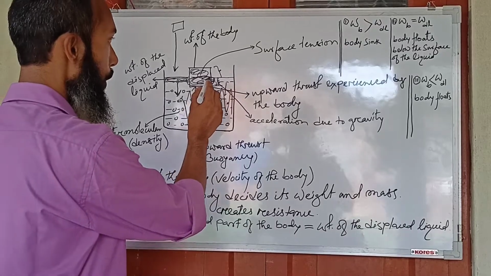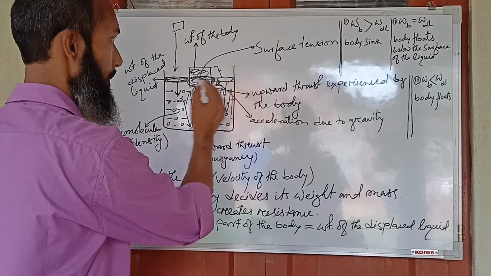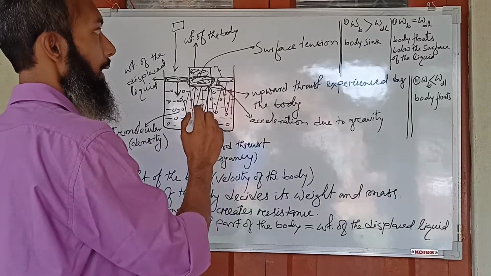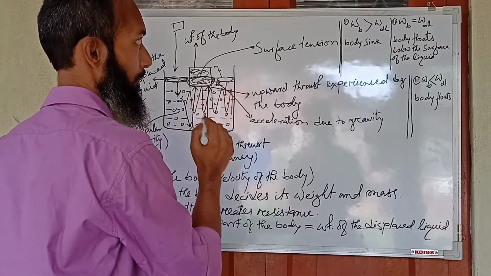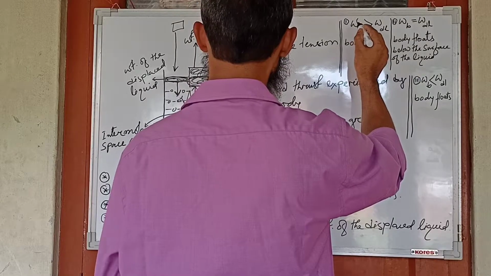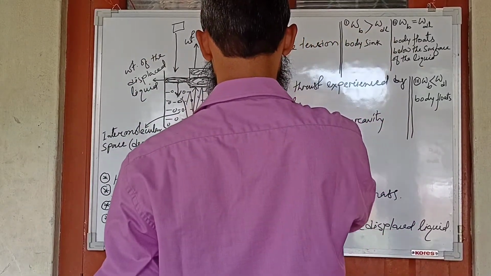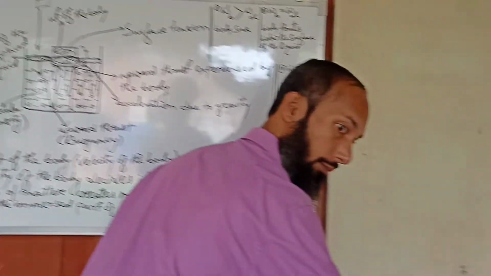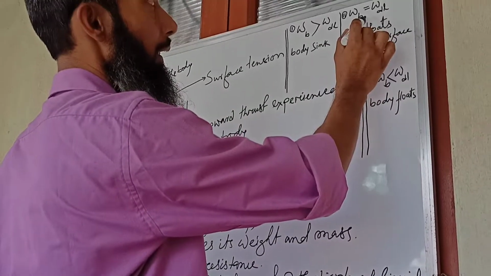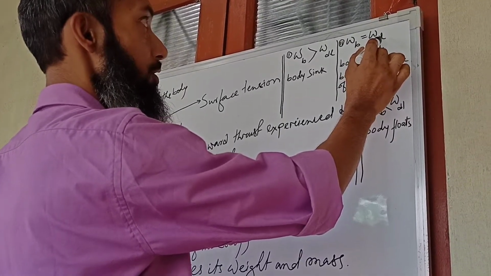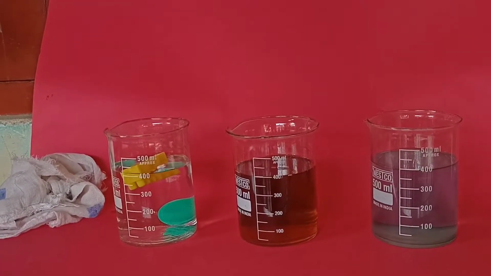And then the weight of the immersed part of the body is equal to the weight of the displaced liquid. And you see, all these functions happen due to the maintenance of surface tension. Here, if the weight of the body is greater than the weight of the displaced liquid, then the body sinks this way. And if the weight of the body is equal to the weight of the displaced liquid, then the body floats just below the surface of the water.